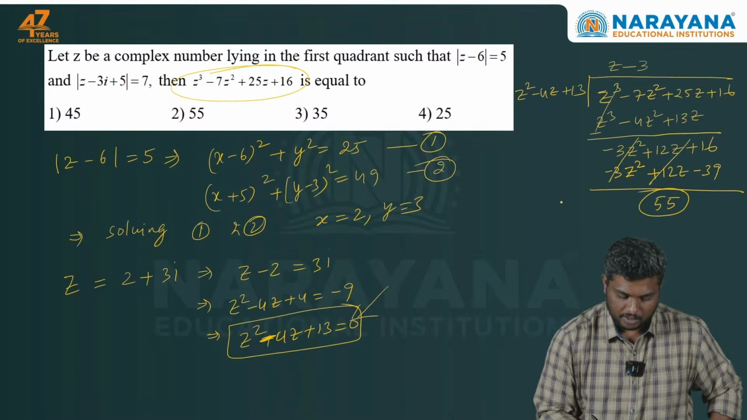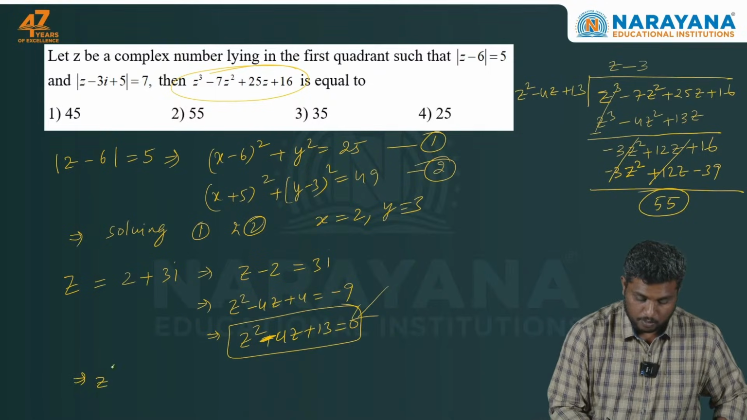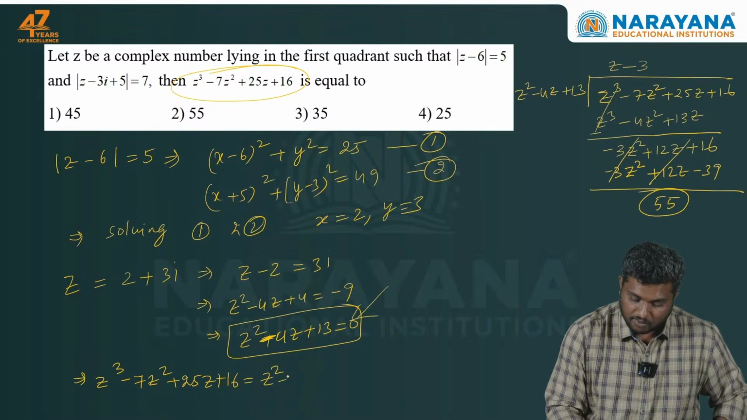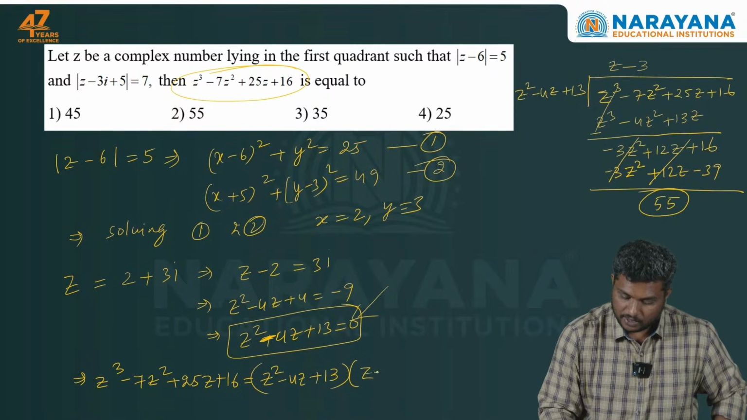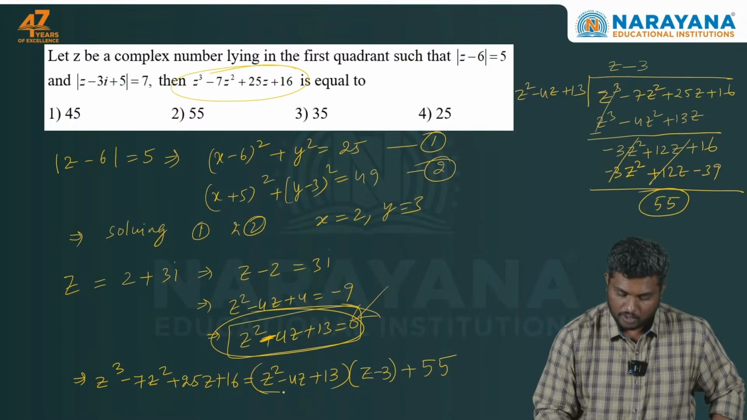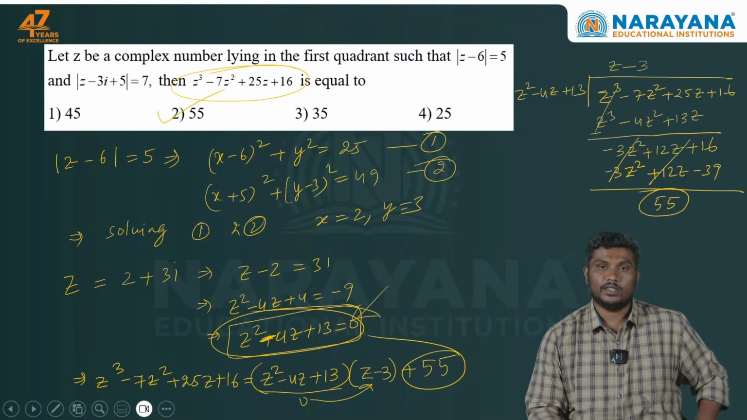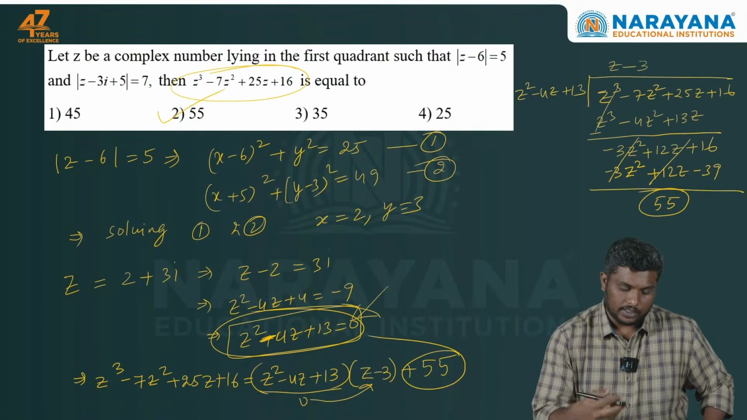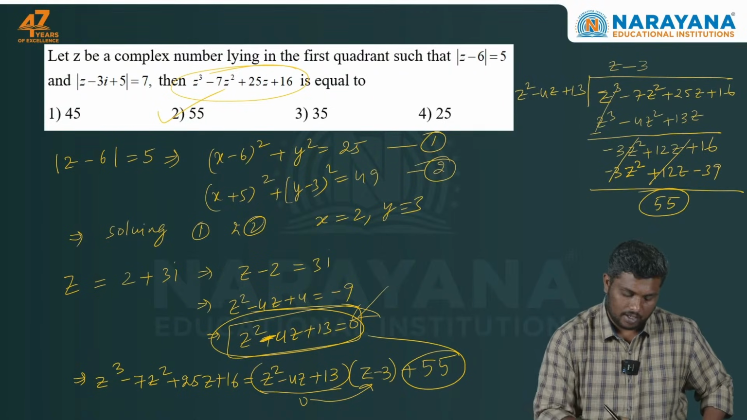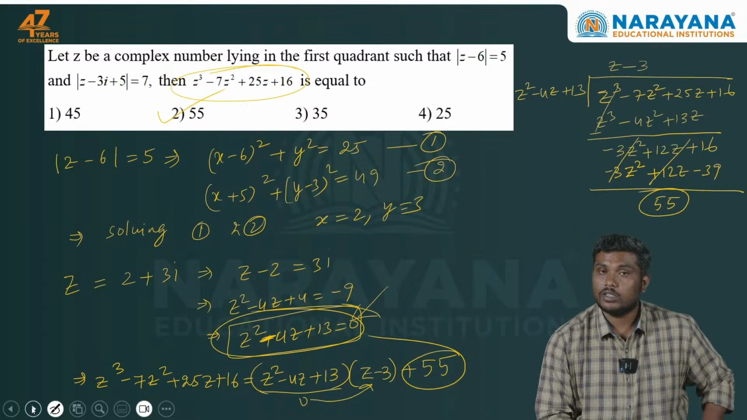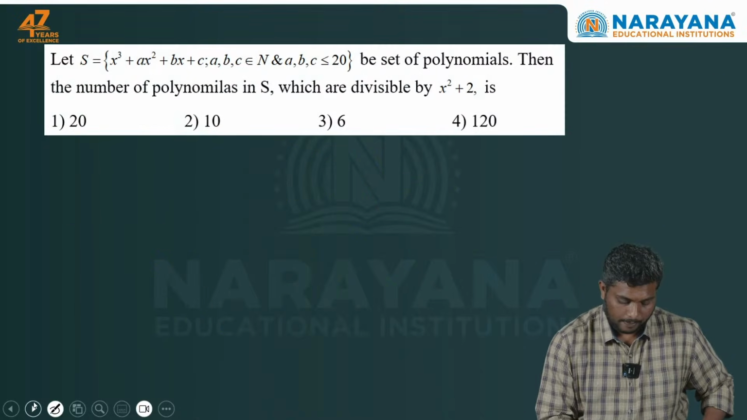Yeah, that's the remainder. So here z cube minus 7z square plus 25z plus 16 can be written as z square minus 4z plus 13 into z minus 3 plus 55. Guys, this being 0, 0 into anything is 0. So what is the answer? 55. So 55 should be the answer. Once again, a question which covers all the basics from basic math, quadratic as well as complex numbers. But again, as I told you, it is going to be a very lengthy calculation. Next question, guys.